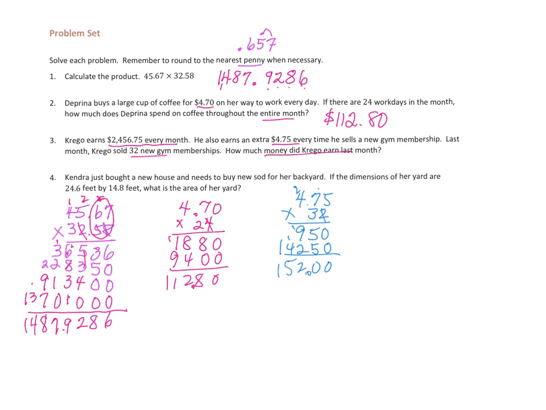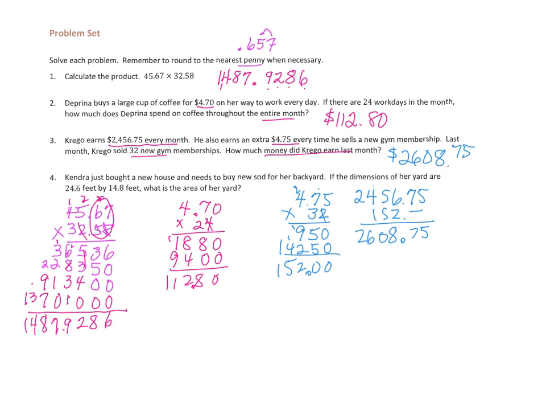Okay, so that extra money was $152, and now we're going to add that to his total, what he earns in a month. So we get 152, 75, 6, 7, 8, 10, 4, 5, 6, 2. So it looks like it's $2,608.75. Okay, that's good.